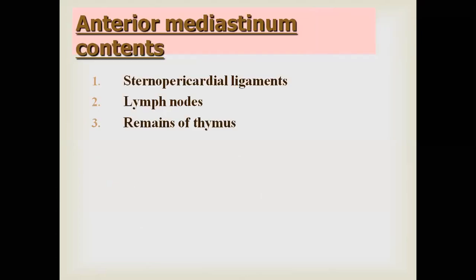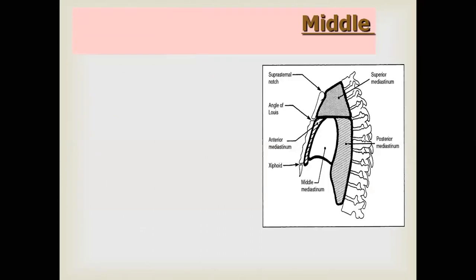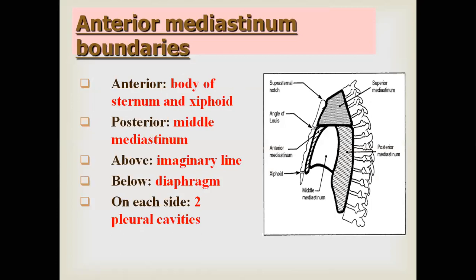It is lymph node, thymus gland, and the sternopericardial ligament. If you see here, between the heart and the sternum, this is the anterior mediastinum. We'll see lymph node, and also the thymus gland, and the two ligaments between the heart and the sternum, named sternopericardial ligament.